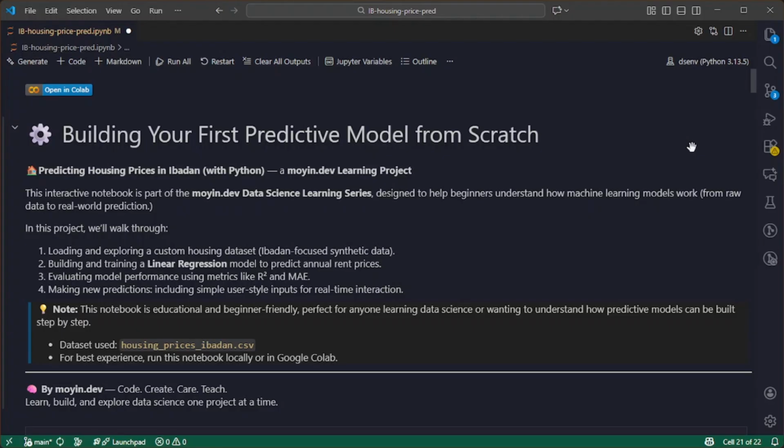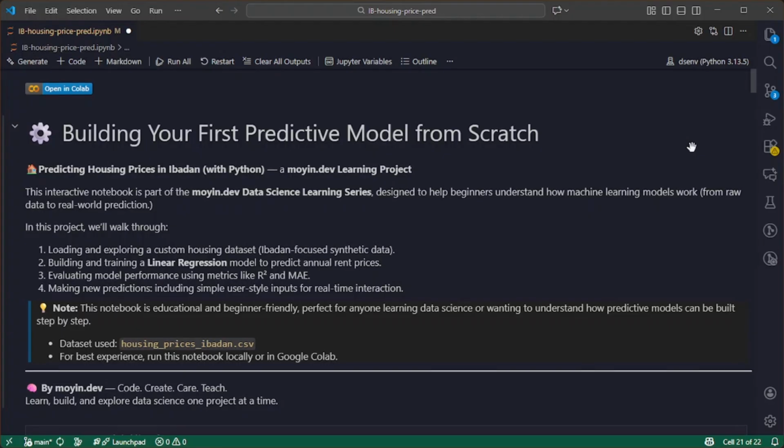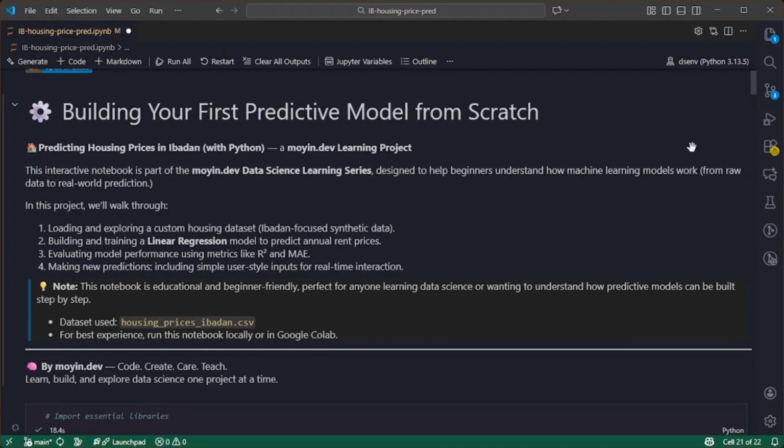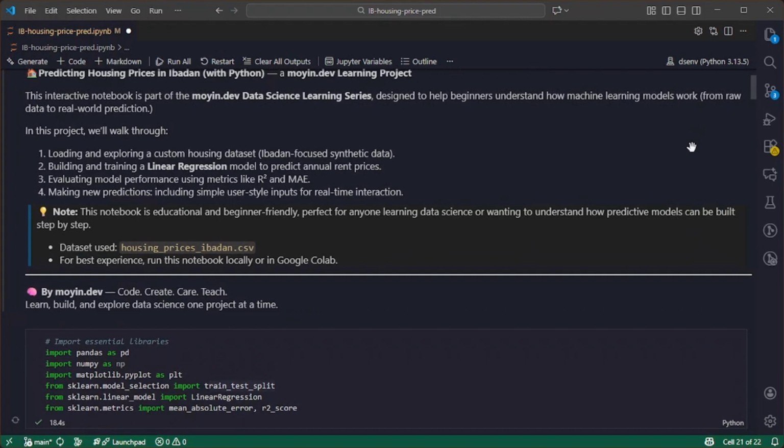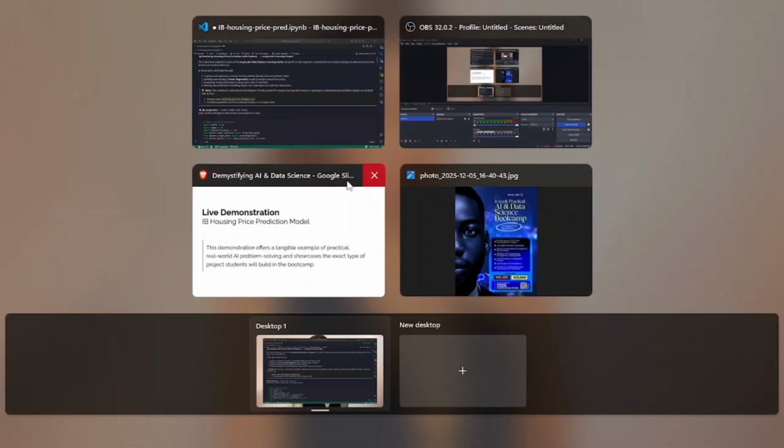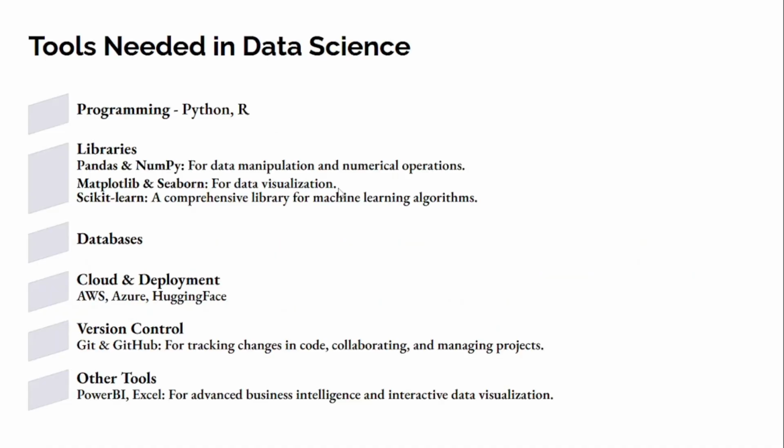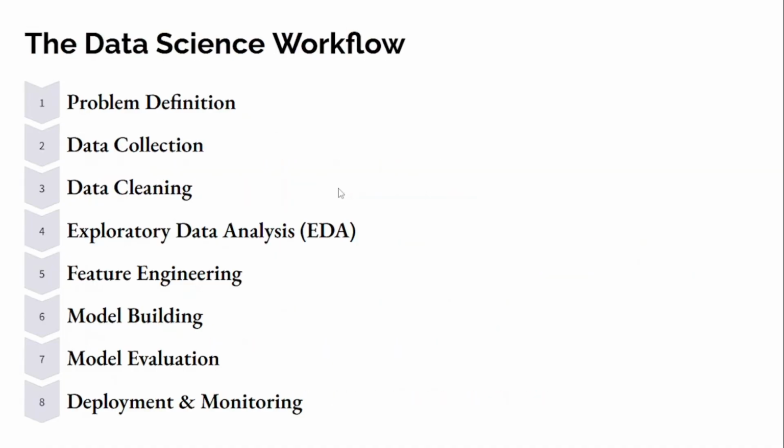I like to talk as a teacher. So this is going to be building your first predictive model from scratch. This model predicts house prices in Ibadan. It's a moyin.dev learning project. In this process, we walk through loading and exploring a custom housing dataset. So first, we talk about the data. Let's start from the problem definition. We'll be alternating between this and the live model. So first, problem definition.